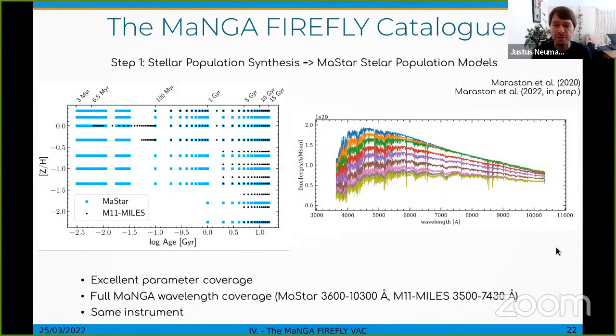So then we have the stellar population models. Shown are the spectra for some of those models. And each of these model templates has a known metallicity and an age. The comparison is shown here on the left-hand side, just to illustrate the coverage of the different ages and metallicities for the MaStar models, as compared to the MILES models as well, which we use in the catalog.